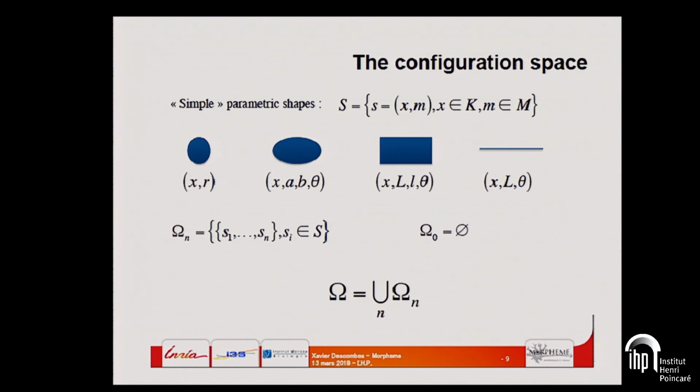So then this shape space will define the mark of your object, and then to set the object in the image, a configuration will be some unordered set of points. Okay, so the configuration space is a union of omega n, where omega n is the set of n points in the space.